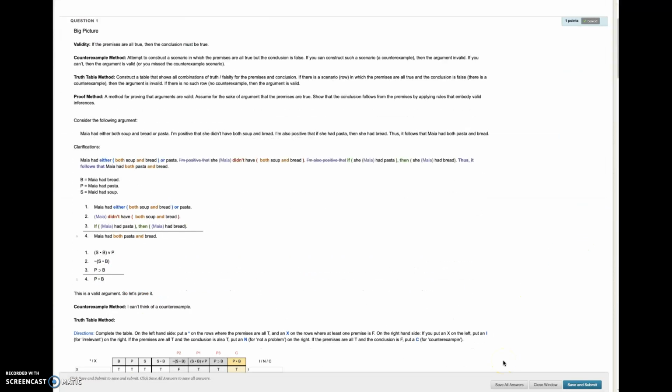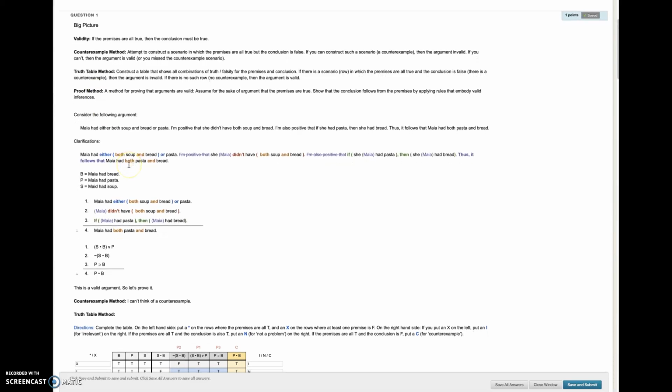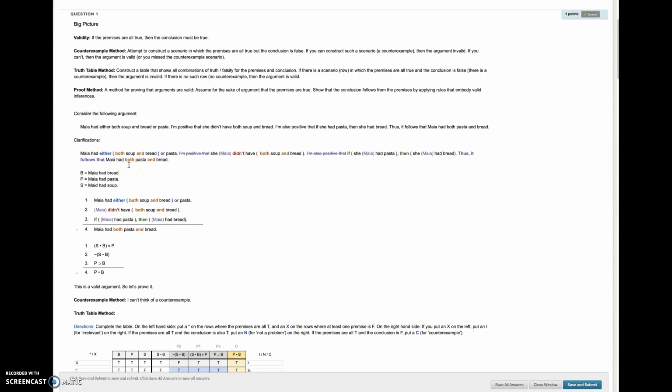Okay, so our first question here is a big picture question, just to emphasize that this material is in Unit 2, and Unit 2 is all about proving that arguments are valid. We've looked at a number of different methods for proving that arguments are valid: the counterexample method, the truth table method, and now we have a new one, the proof method. So this first question puts together a bunch of the stuff we've learned in Unit 2.